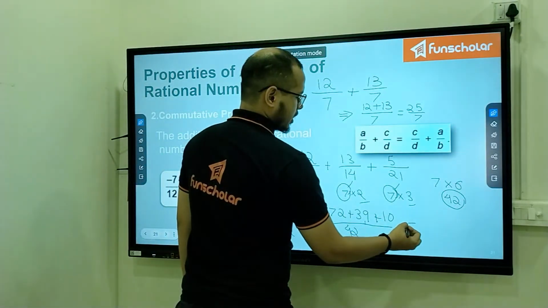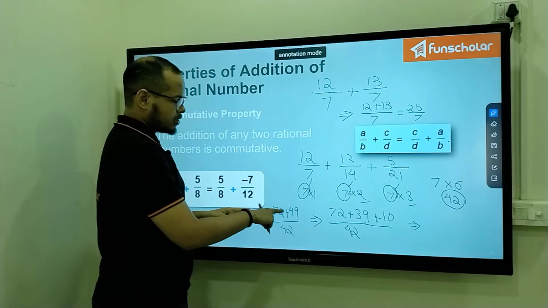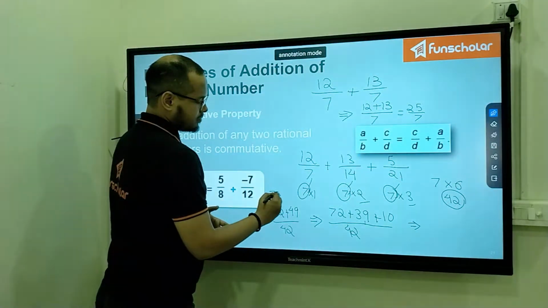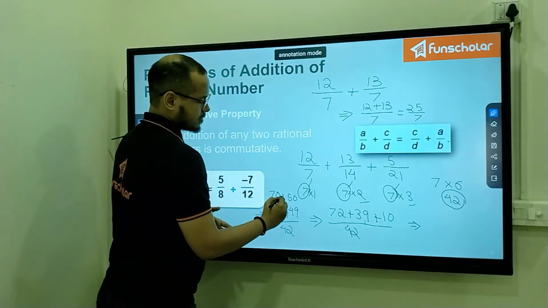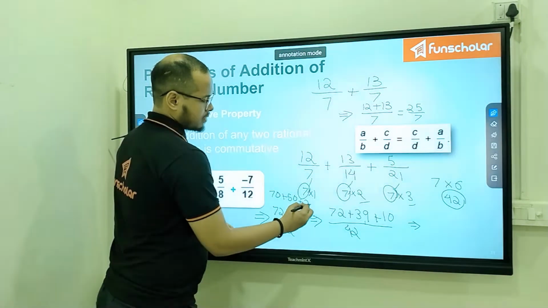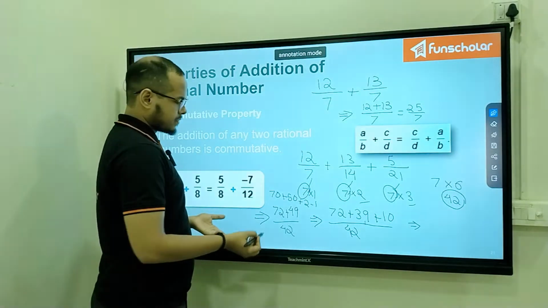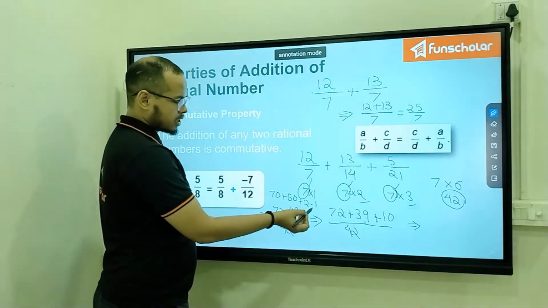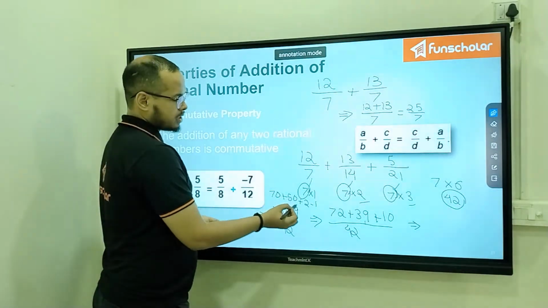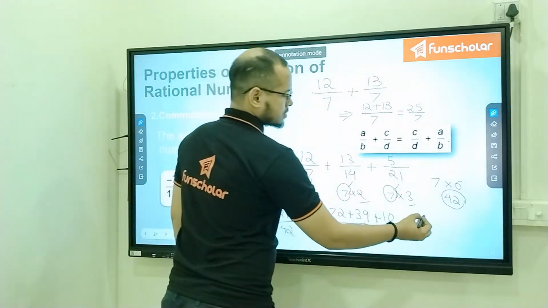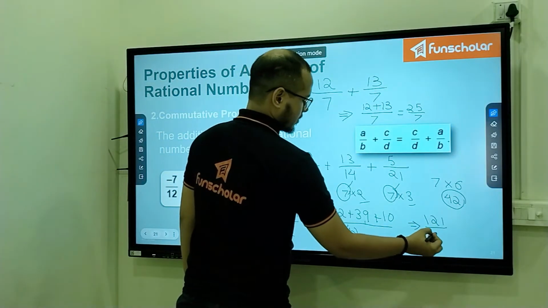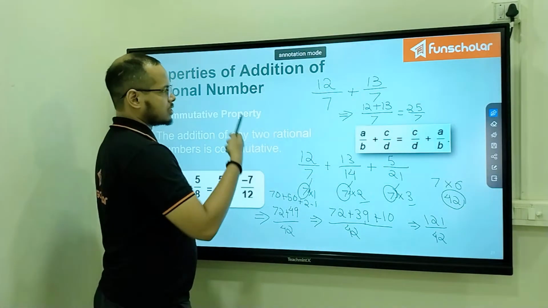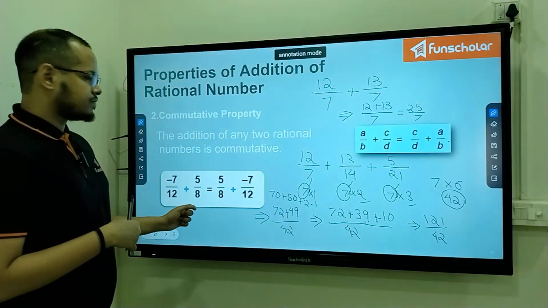Here, I'll show you one more method in order to solve the sum, 72 and 49. Why can't we write it as 70 and 50 plus 2 minus 1? This is also the same, right? So this 72 can be written as 70 plus 2, and 49 as 50 minus 1. So 70 plus 50 is 120, and 120 plus 2 minus 1 is 121. So 121 by 42 is going to be the answer. This is how we're going to add all the rational numbers.